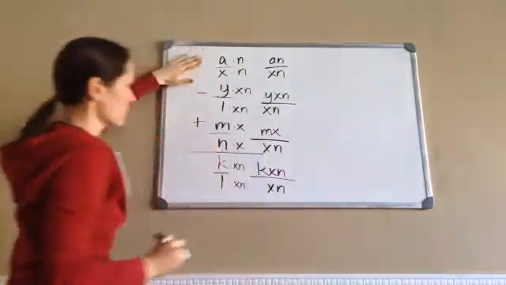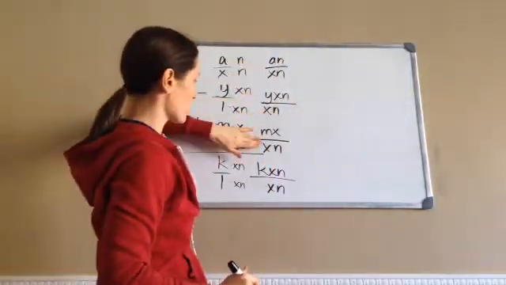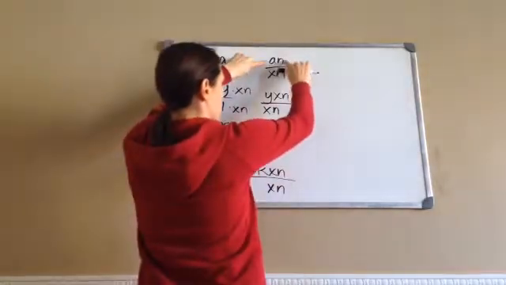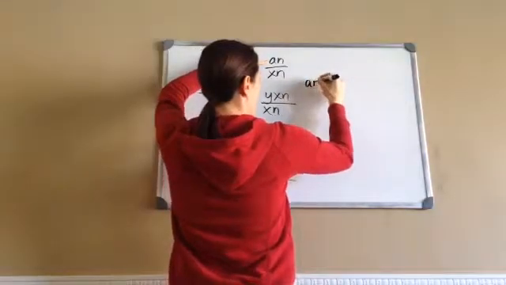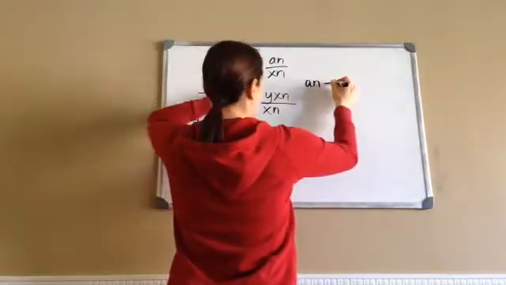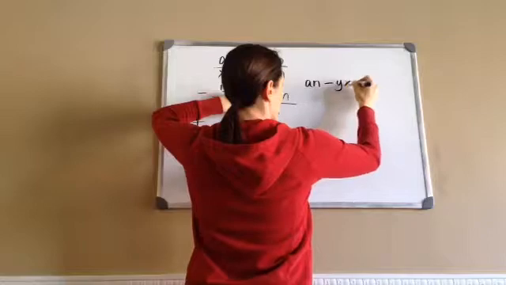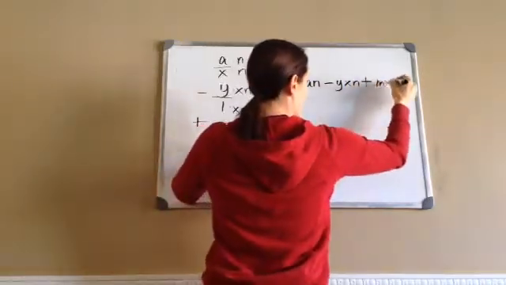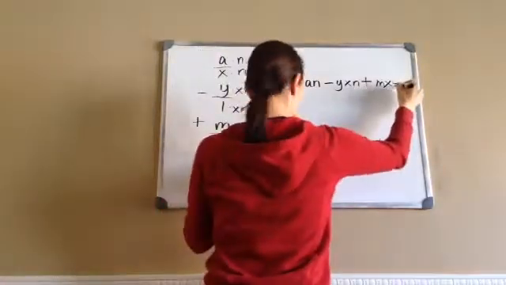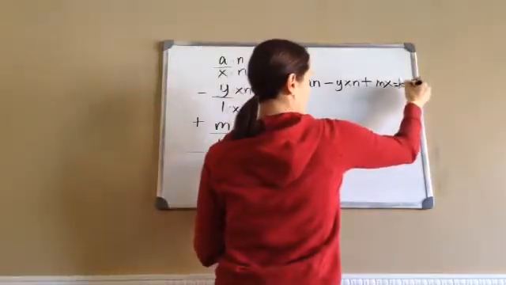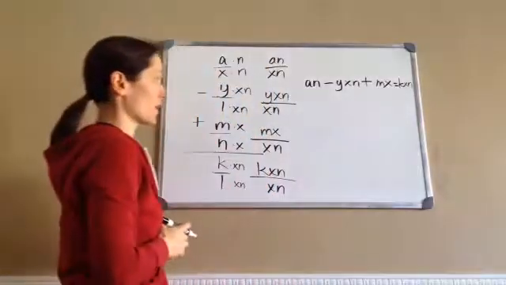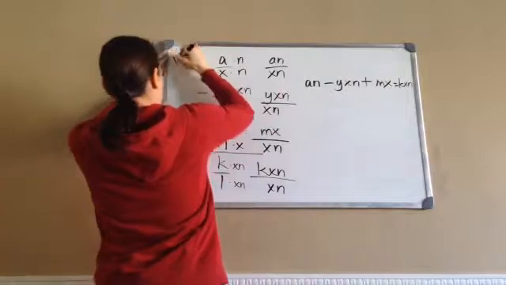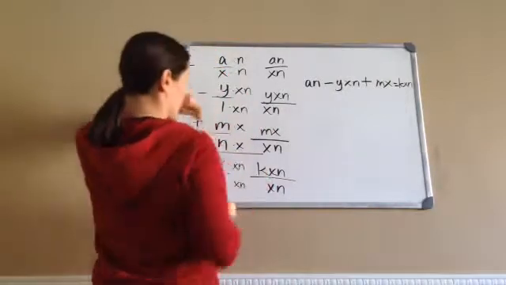Now once you get to this place, remember all of our denominators are the same, so you just drop those and let's do the numerators. So you're going to say an minus, and then you're going to write your next numerator plus, you're going to write your next numerator equals, and you're going to write your final numerator. I'm running out of room. There we go. Now remember, on this one we are finding x.